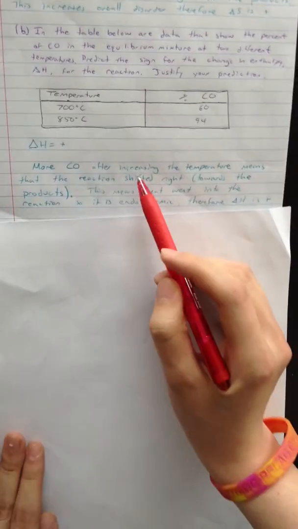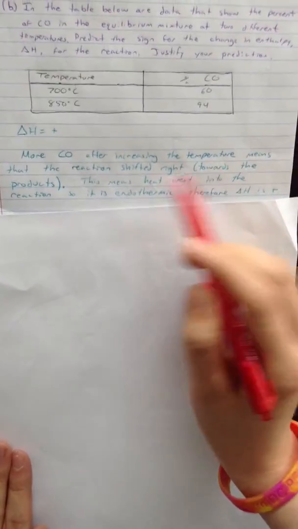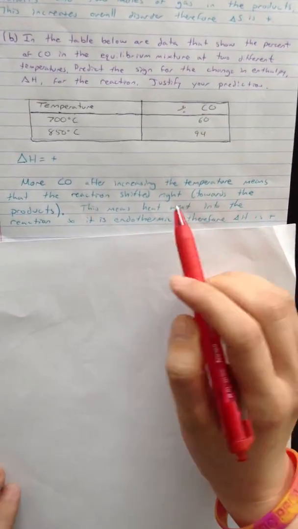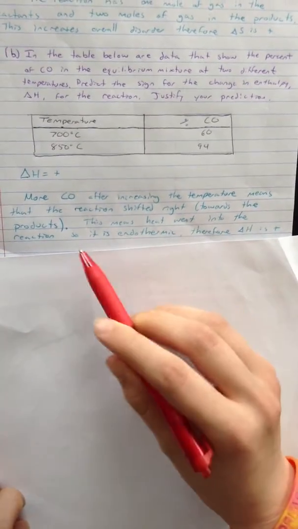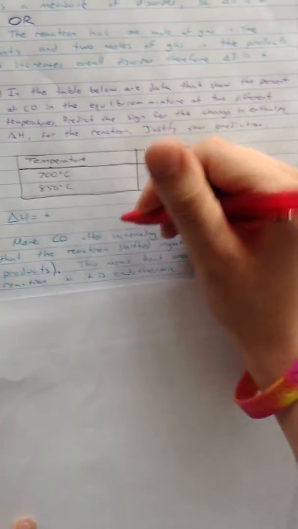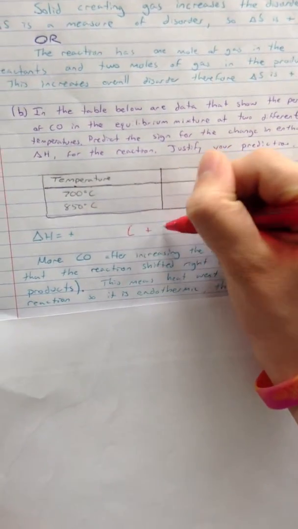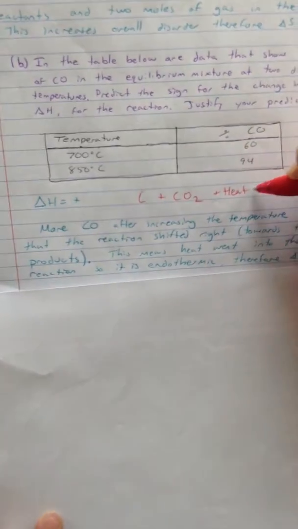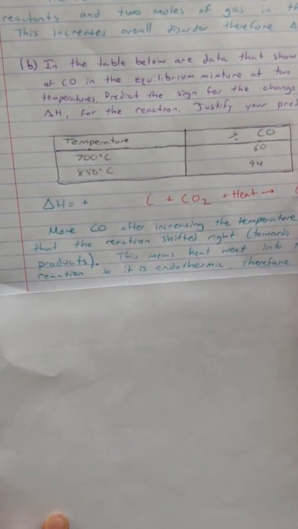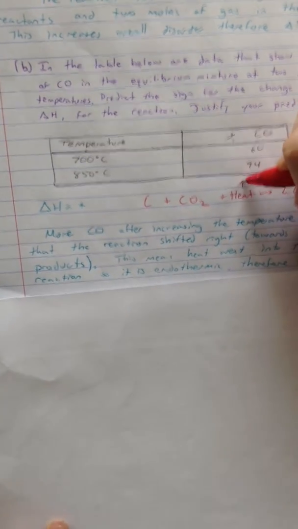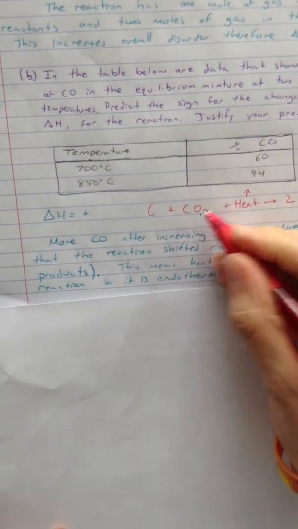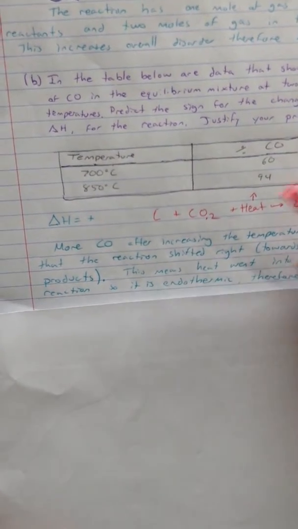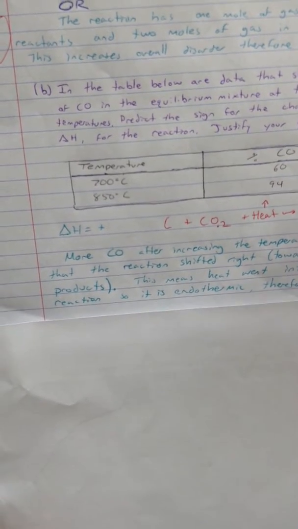And the reason for this is that more CO after increasing the temperature means that the reaction shifted right towards the products. This means heat went into the reaction, so it is endothermic, therefore delta H is positive. We can rewrite the equation as C plus CO2 plus heat goes to 2CO. So if we increase the heat, we increase the products.